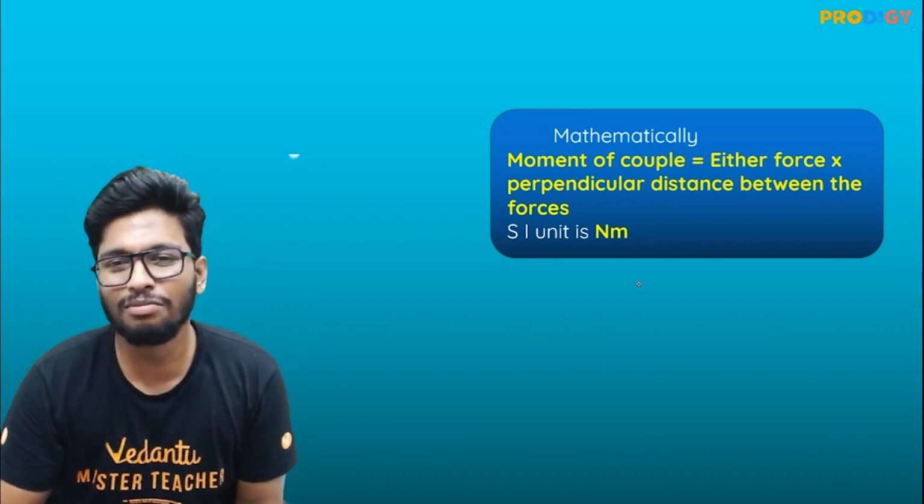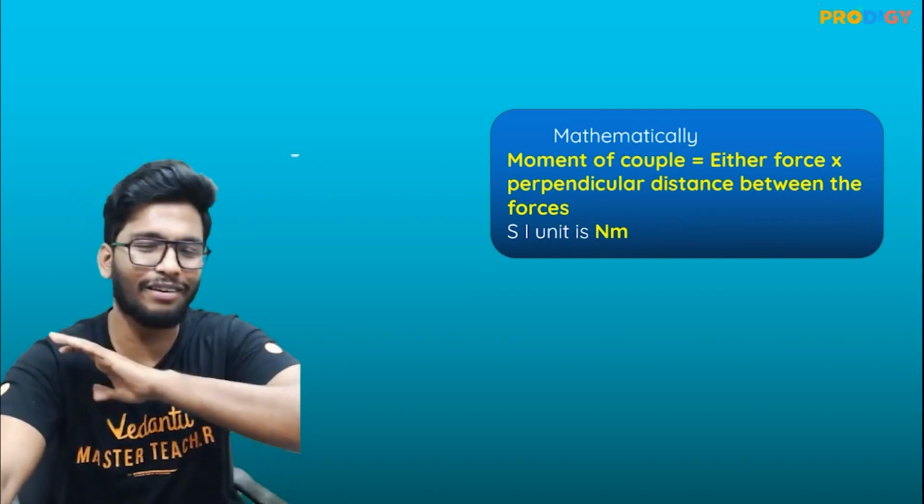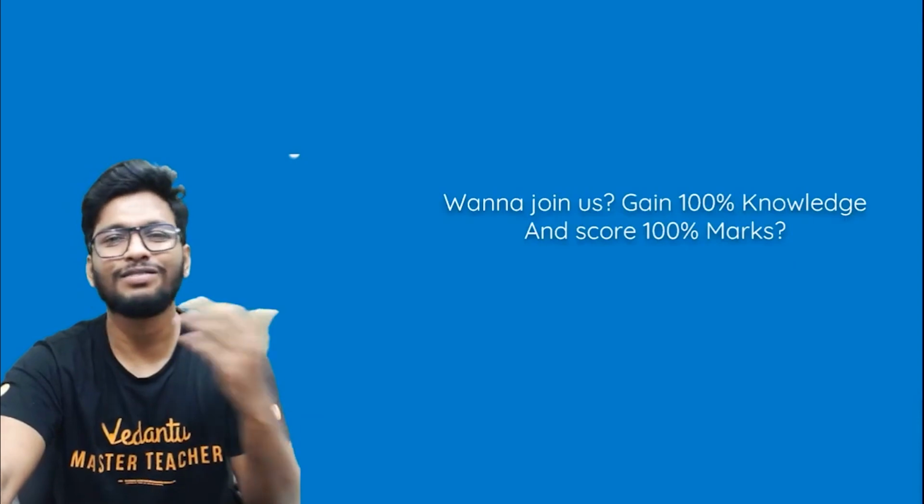And again guys, the formula is this: moment of couple is equal to what? Either of the two forces into the perpendicular distance between the two forces, and the SI unit remains the same, Newton meter, because force is Newton and distance is nothing but meter. So that's pretty much it.